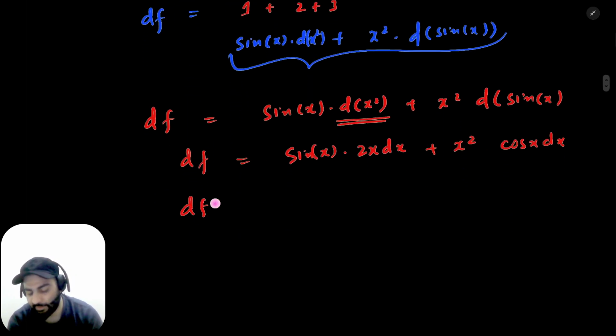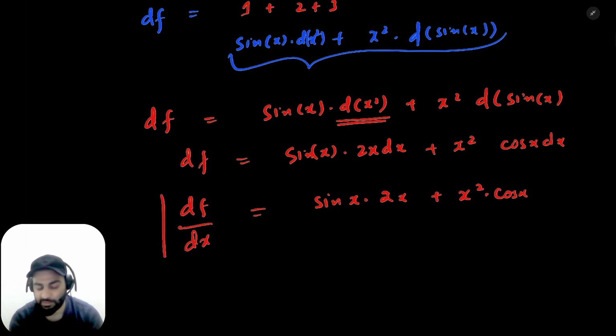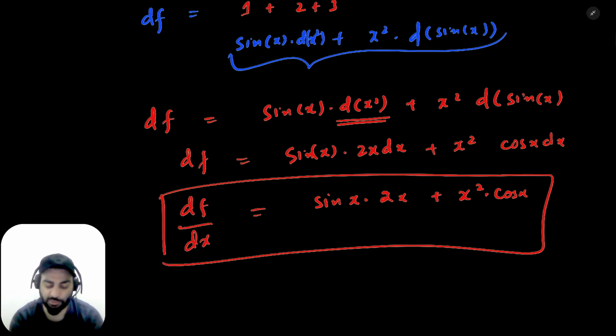So df, taking dx common, df by dx will be equal to sine of x dot 2x, multiplied with x, plus x square cos x. This is called the product rule. Product rule.